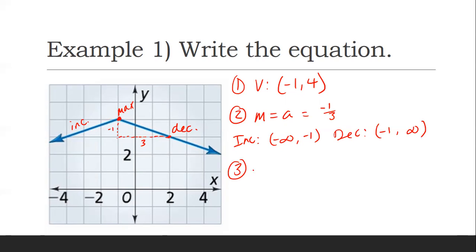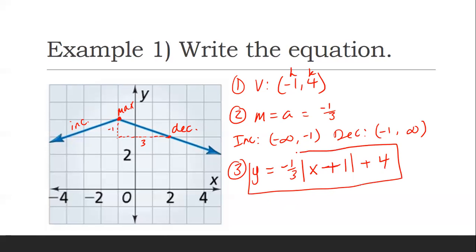And now we're going to put it all together. So we have our h, we have our k, and we have our A. So y equals, what's A? -1/3 absolute value of x minus -1. What's a negative times a negative? A positive. And our k is 4. And so there it is. We work backwards.